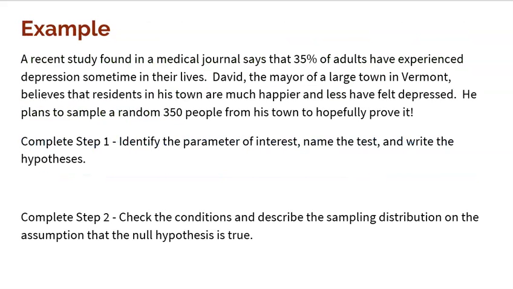Let's go back to the original problem I gave in the very beginning, and let's quickly run through the first 2 steps. Once again, medical journal says that 35% of adults experience depression sometime in their lives. David, the mayor of a large town in Vermont, thinks in his town it's lower. So he's going to select a random sample of 350 people, and he's going to try to prove it. All right, step 1 is to identify the parameter of interest, name the test, and write the hypotheses.